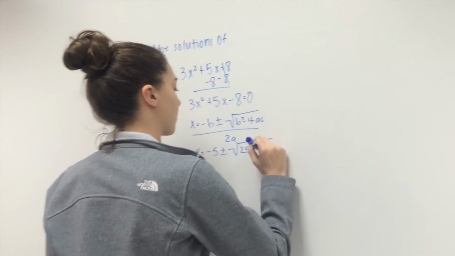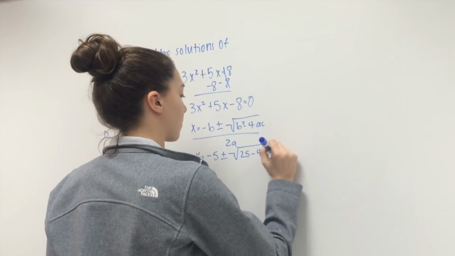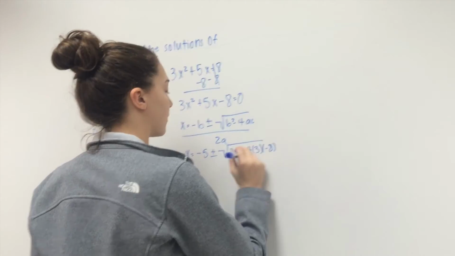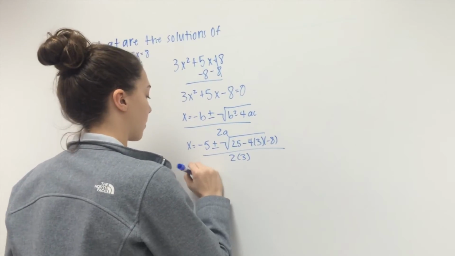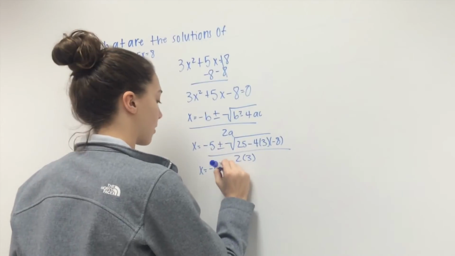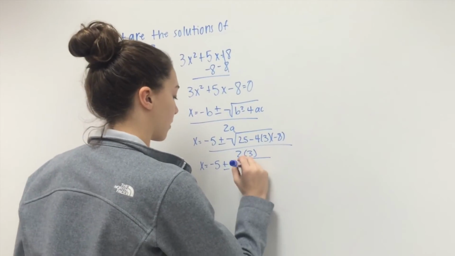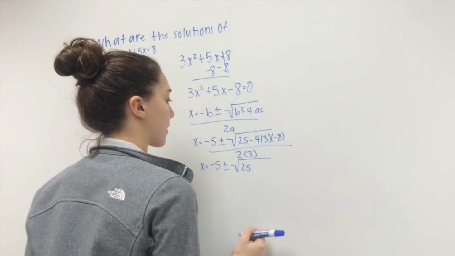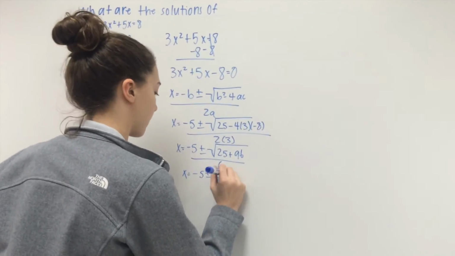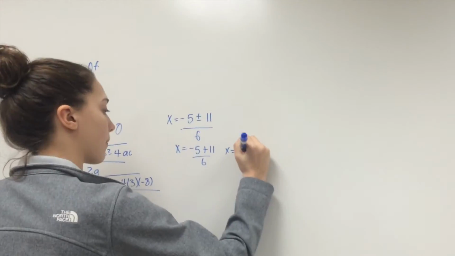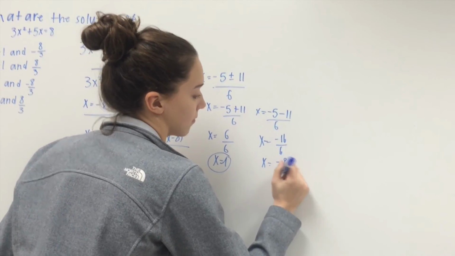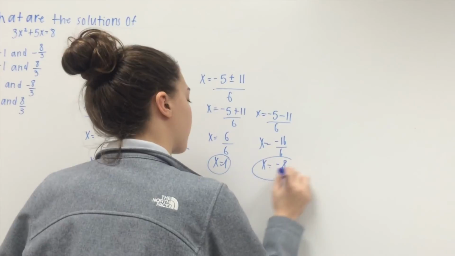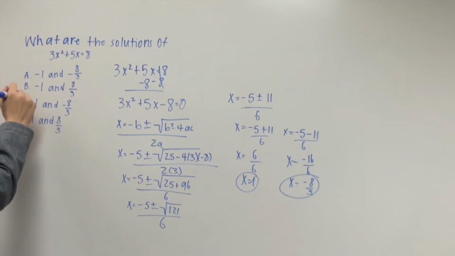Something else you may see on your SOL are technologically enhanced questions. These require you to indicate your responses in ways other than a multiple choice format. For example, you may have to type your answer, or you could also have to draw a line or parabola on a given graph. As Haley finishes up, you'll notice that she got the answers 1 and negative 8 over 3. Answer choice C.